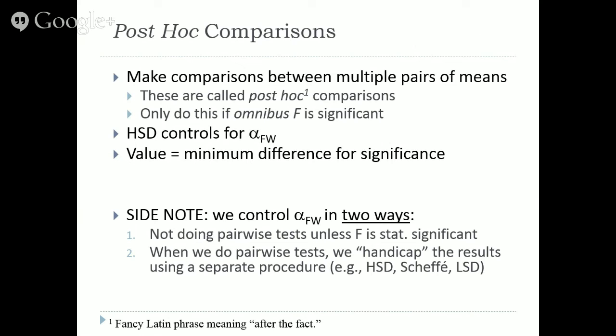So we control family-wise error rate in 2 ways with Anova. Number 1, using F as a gatekeeper. We don't do any pairwise tests unless the F ratio is statistically significant. And that can be painful because we can look and say, oh my gosh, but group A and group C are totally different. But we stop and say, not significant, we're going to stop. And then even if F is significant, then we're cleared to go ahead and do pairwise tests if we want to. And we handicap those results using a separate procedure. A post hoc procedure like Tukey's HSD or LSD or a Scheffé test, a Bonferroni test, something like that.